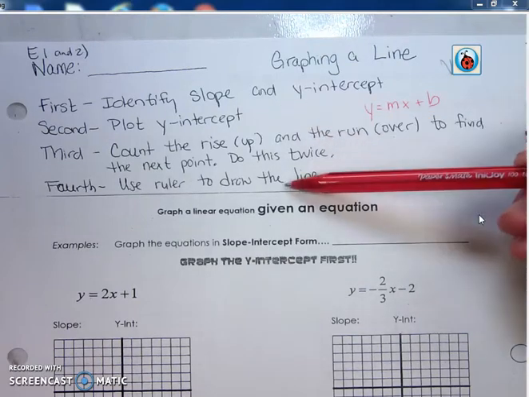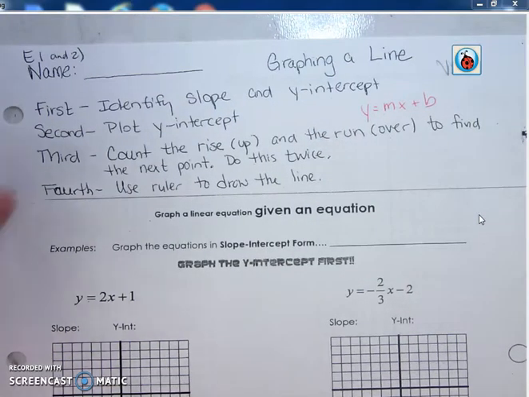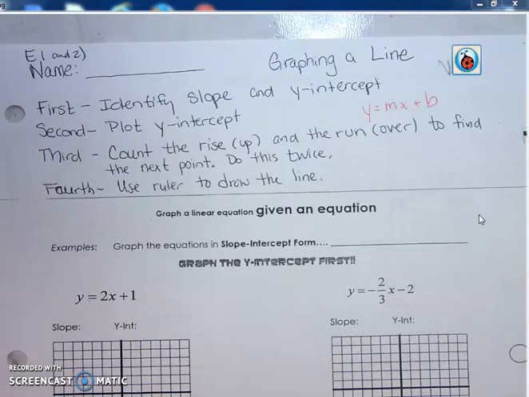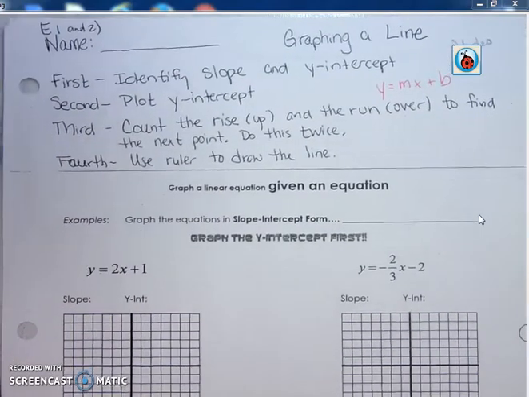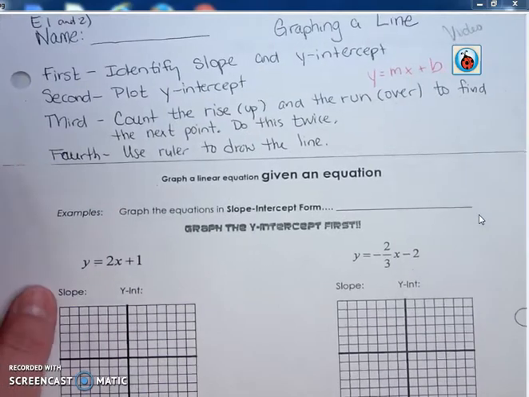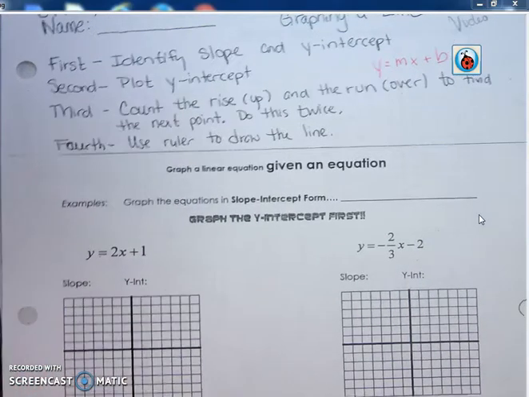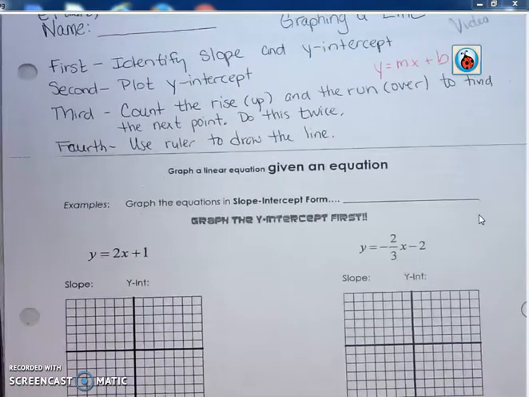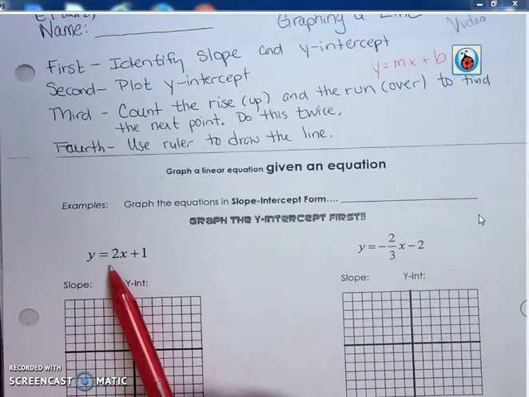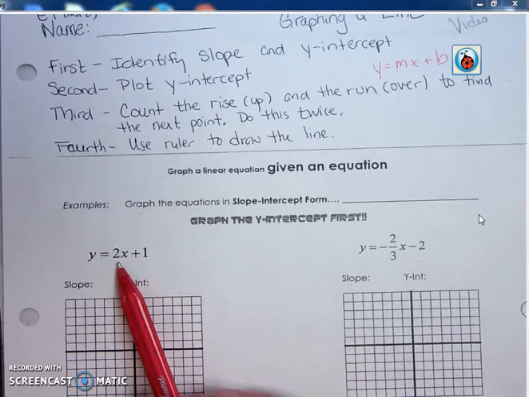So here are our steps in doing that, so you can always refer back to the top. I'm going to do a couple with you, and then you will do some on your own as practice. So let's start with this first equation: y equals 2x plus 1.